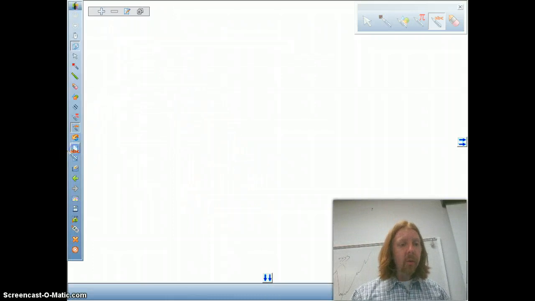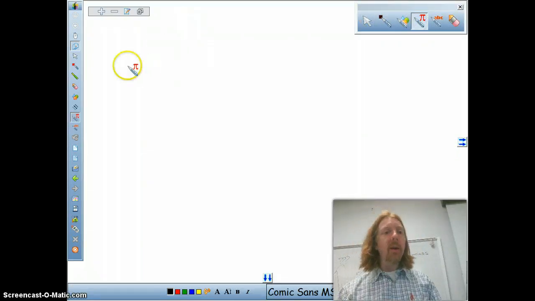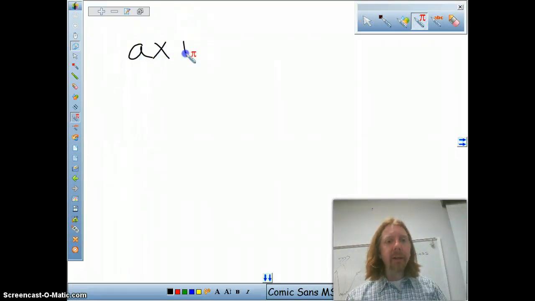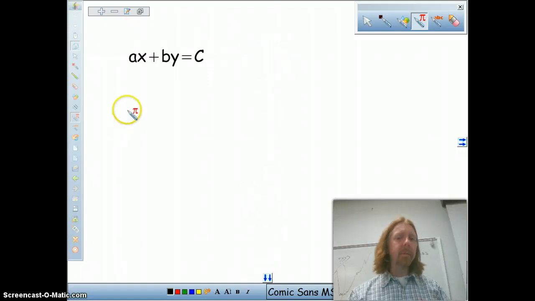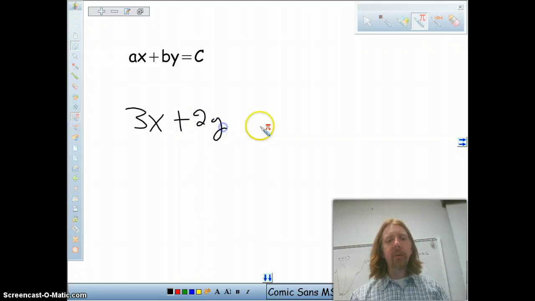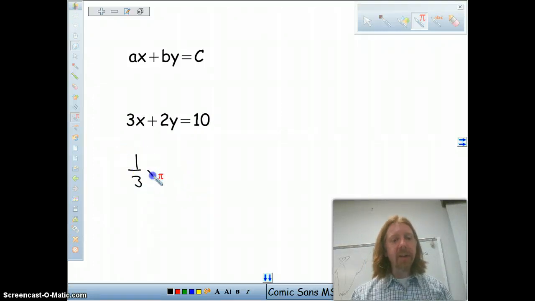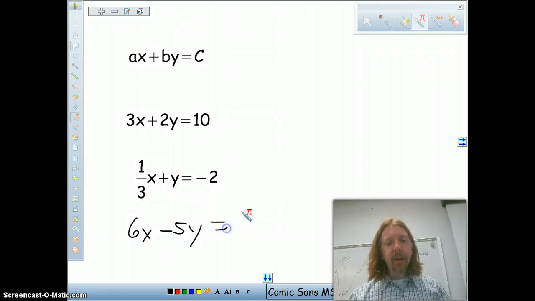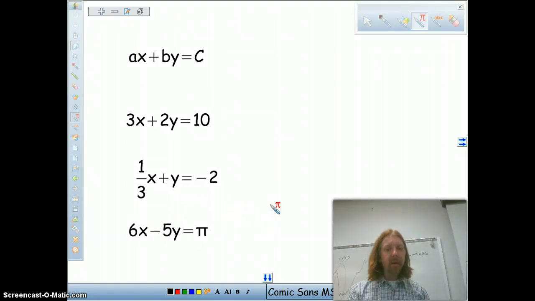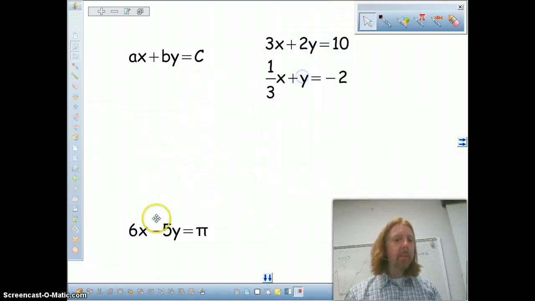In addition, we can also talk about what they should look like in equation form. Now, a linear function is a function I can write in this format. Now, a few things I want to say about that. Here's one that maybe has some numbers. 3x plus 2y equals 10. Or I might write 1/3 x plus y equals -2. Or 6x minus 5y is equal to pi. Or pi is 3.14, and so on. All of these are examples of linear functions.